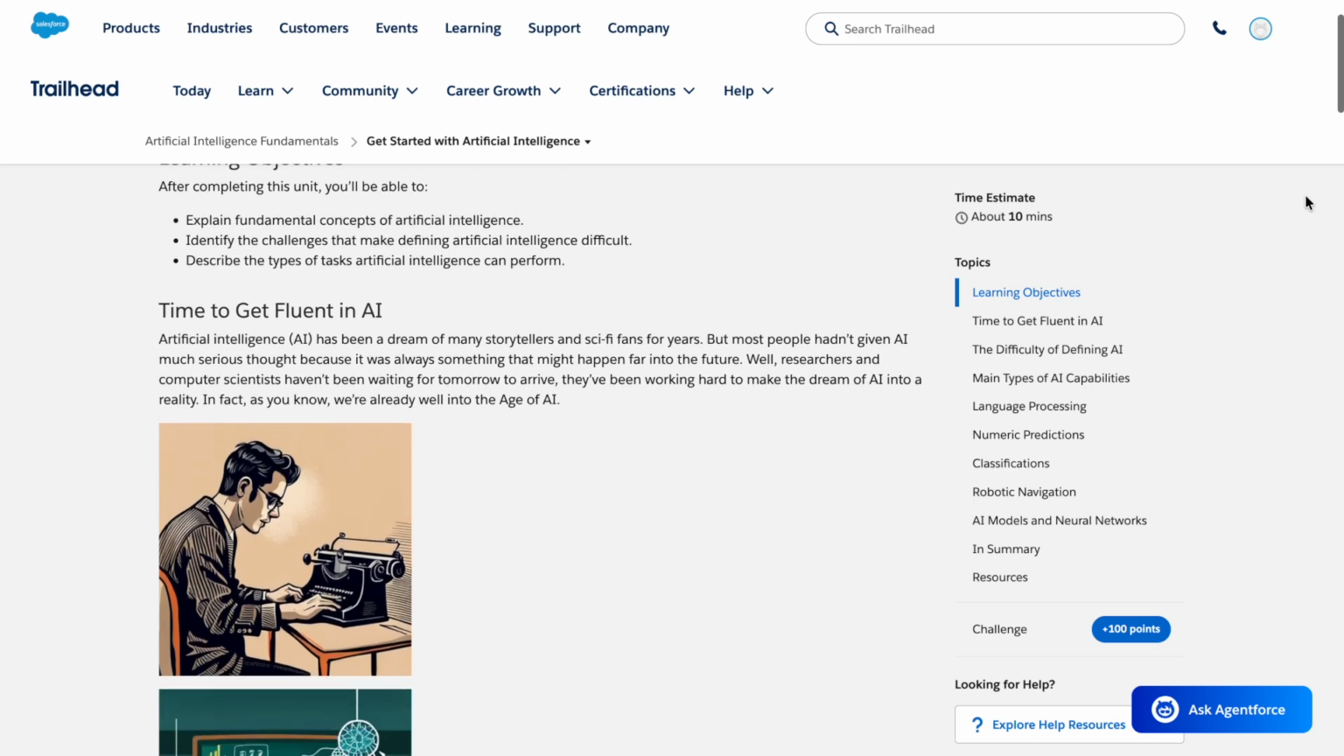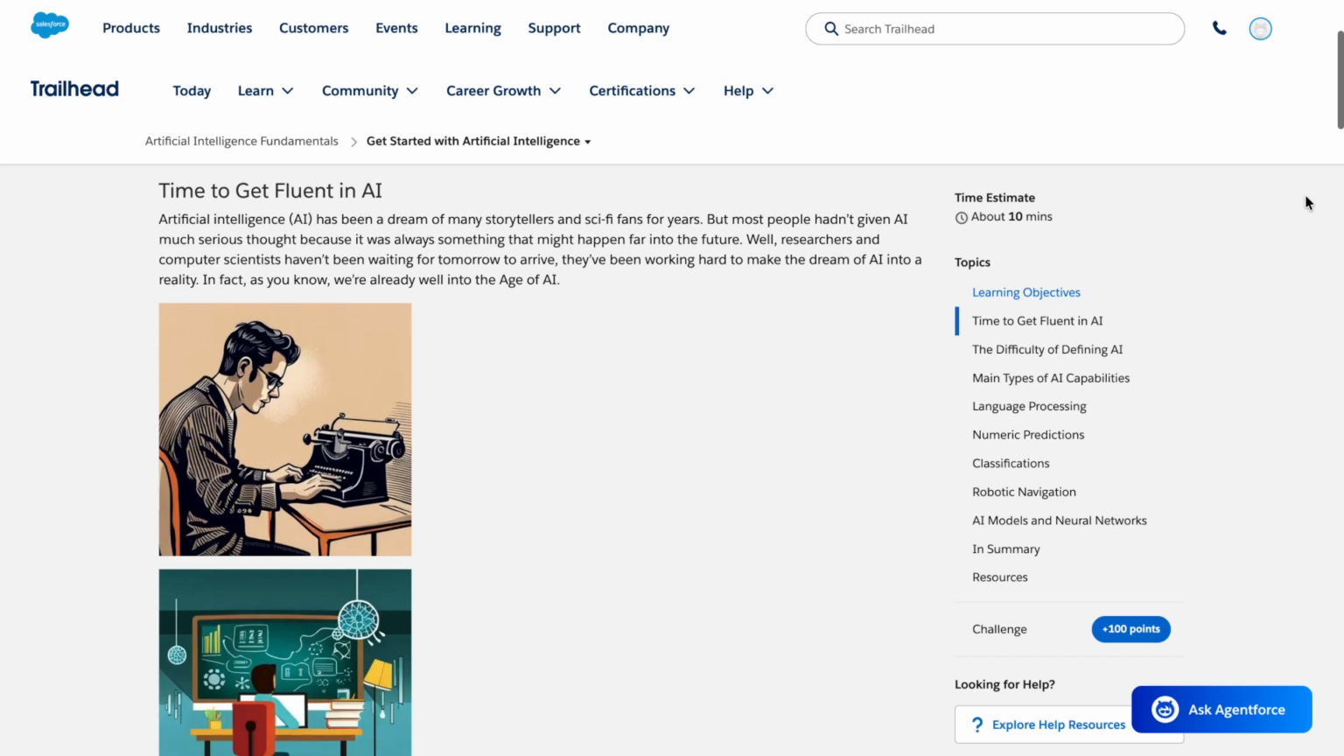Time to get fluent in AI. Artificial intelligence, or AI, has been a dream of many storytellers and sci-fi fans for years, but most people hadn't given AI much serious thought because it was always something that might happen far into the future. Well, researchers and computer scientists haven't been waiting for tomorrow to arrive. They've been working hard to make the dream of AI into a reality. In fact, as you know, we're already well into the age of AI.